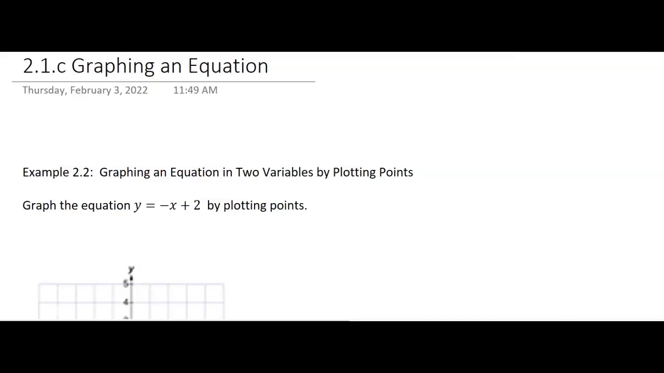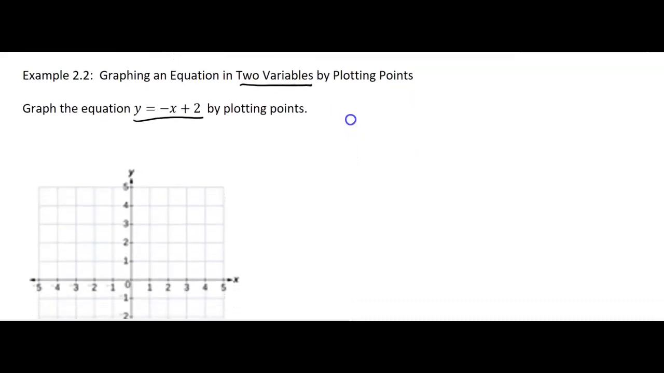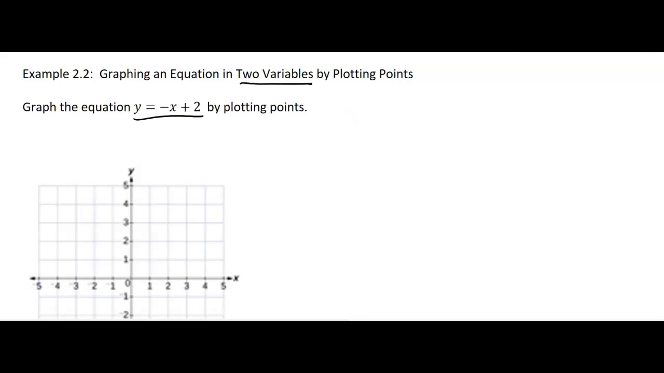Now we're going to have an equation, and the equation is going to be in two variables, meaning in terms of x and y. So they give us this equation right here, y equals negative x plus 2. And what they want us to do is graph it by plotting points. So what we do is we make what's called a table of values.